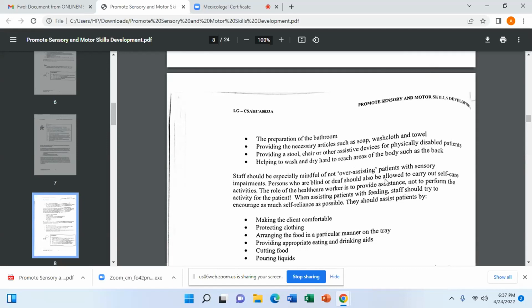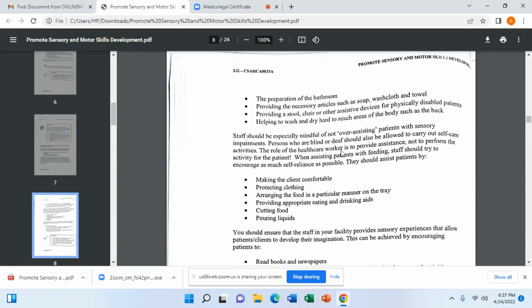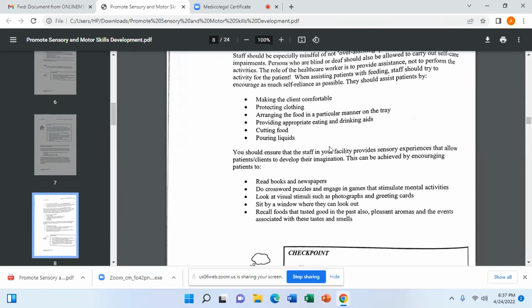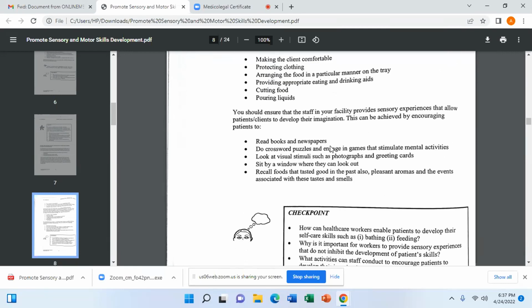Persons who are blind or deaf should also be allowed to carry out self-care activities. The role of the healthcare worker is to provide assistance, not to perform the activity for the patient. When assisting the patient with feeding, staff should try to encourage as much self-reliance as possible. They should assist the patient by making the client comfortable, protecting clothing, arranging the food in a particular manner in the tray, providing appropriate eating and drinking aids, cutting foods so that it's easy for them to eat, and pouring liquids, right?